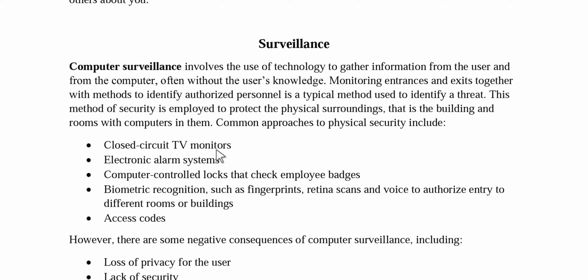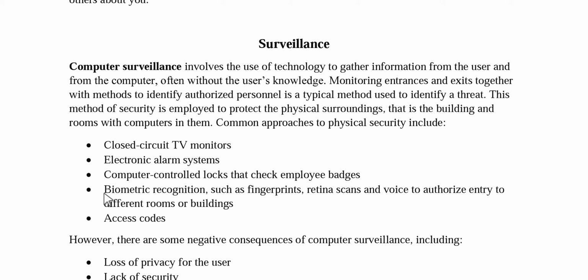1. Closed circuit TV monitors. An example of this is a building having cameras installed at various points, and all camera feed is being directed to a central room somewhere to be monitored by someone. 2. Electronic alarm system. This is where an alarm would sound to notify persons if an unauthorized person is trying to access an area he is not allowed to enter. 3. Computer control locks that check employee badges. To control access to certain rooms or computers, a special lock can be implemented which only opens, for example, when a badge with a special identifier is scanned.